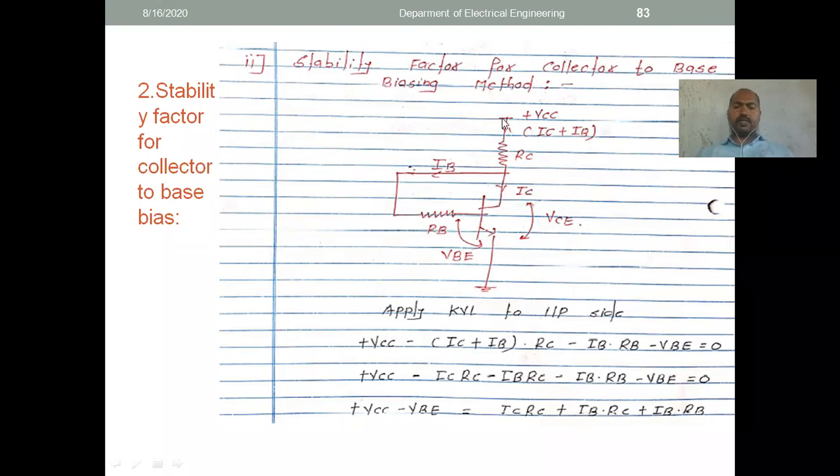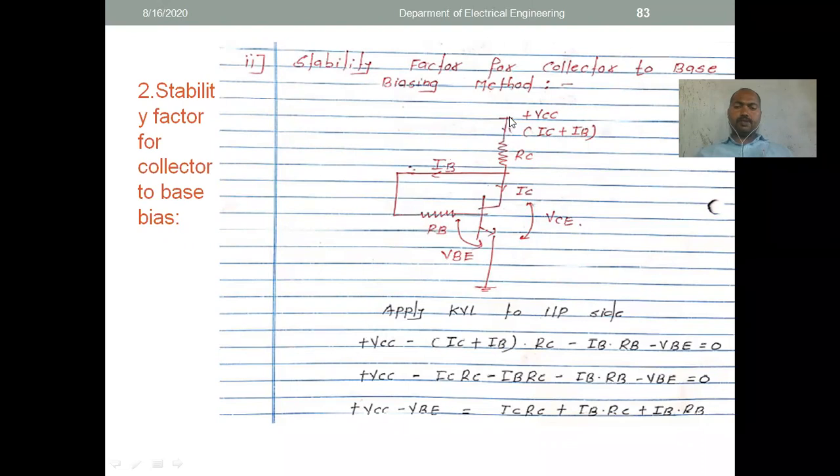In this collector to base biasing circuit, we apply KVL at the input side. See, this is the input side. Here, this current is not only the collector current. Why? Because base feedback is taken here, meaning current is taken from the base towards the collector. That's why the current flowing through this is not only the collector current, it is collector plus base current. So apply KVL to the input side.